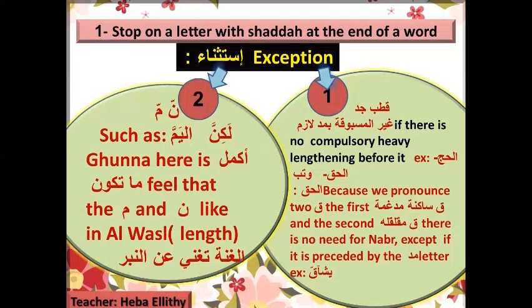This is everything about the exception of the first case, when we stop on a letter with shadda at the end of the word. Any other letter with shadda that we stop on at the end of the word, which is not one of these two exceptions, we should make nabr on it. We talked about examples like the words mustaqarr and adall in the beginning. Inshallah, I hope this is clear for you.